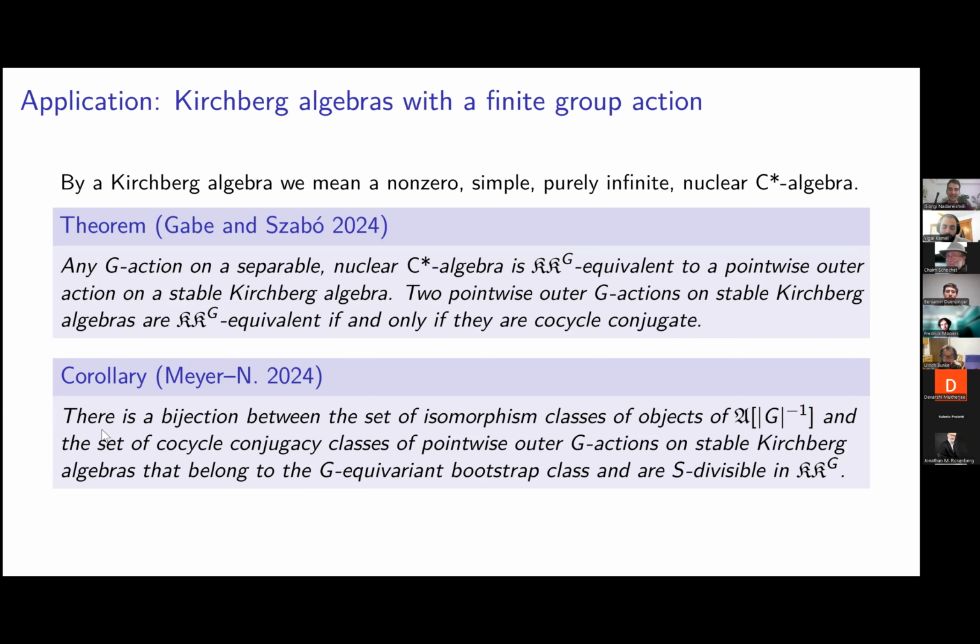Okay, and now we can apply our theorem and say that if further this thing is S-divisible, meaning there's this functor, remember the F functor from the previous one, there's a bijection between the set of isomorphism classes of objects in this abelian category and the set of cocycle conjugacy classes of pointwise outer G-actions on Kirchberg algebras that belong to the G-equivariant bootstrap class, meaning actions on type 1 C*-algebras, and are S-divisible. And we also have a criterion for when the algebra is S-divisible, by the way. But anyway, this is beside the point. So this is a nice corollary, you can put one more pebble on this classification program, I guess.